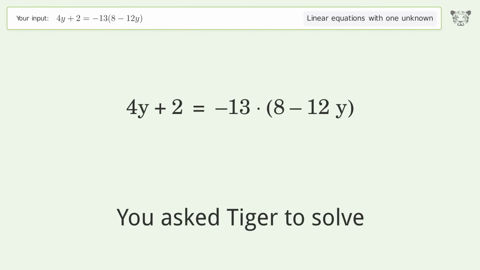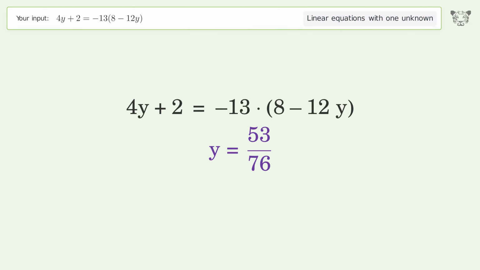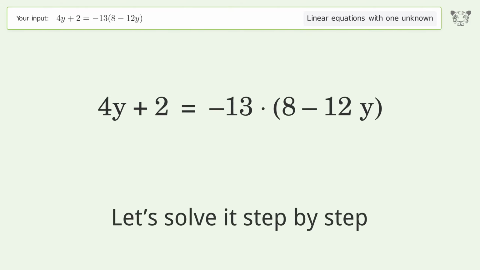You ask Tiger to solve. This deals with linear equations with one unknown. The final result is y equals 53/76. Let's solve it step by step.